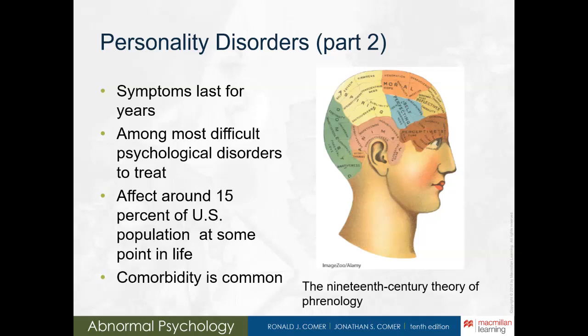What we see here is the 19th century theory of phrenology. And when we look at phrenology, which was coined by Franz Joseph Gall, he suggested that the brain consists of distinct portions, each of which is responsible for some aspect of personality. Phrenologists tend to assess personality by feeling bumps and indentations on a person's head. We don't do that as much anymore.